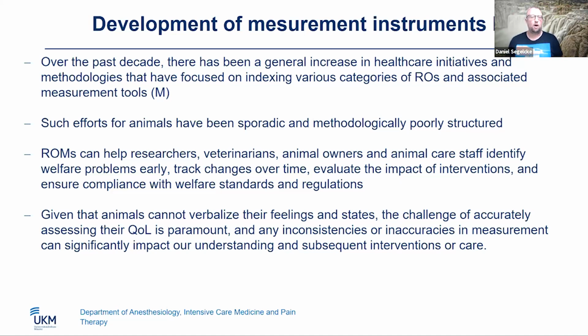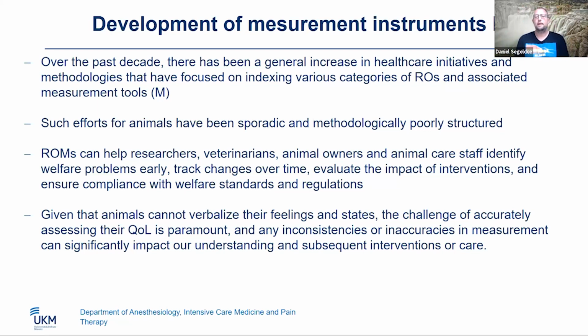And over the past decade, there has been a general increase in healthcare initiatives and methodologies that have focused on indexing various categories of reported outcomes and associated measurement tools. Such efforts for animals or in animal welfare science have been very sporadic and the methodology poorly structured. Reported outcome measures can help researchers, veterinarians, animal owners, or animal care staff to identify welfare problems early, track changes over time, evaluate the impact of interventions, and ensure compliance with welfare standards and regulations.